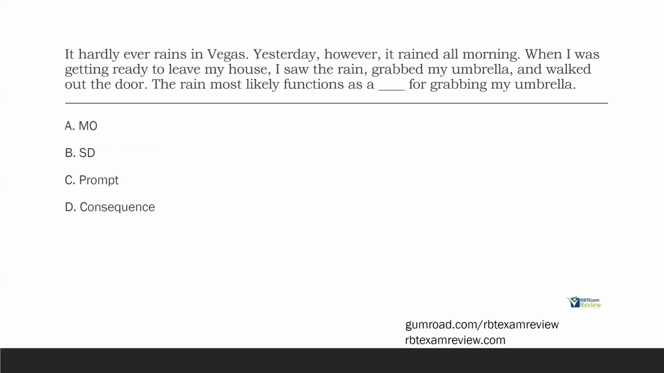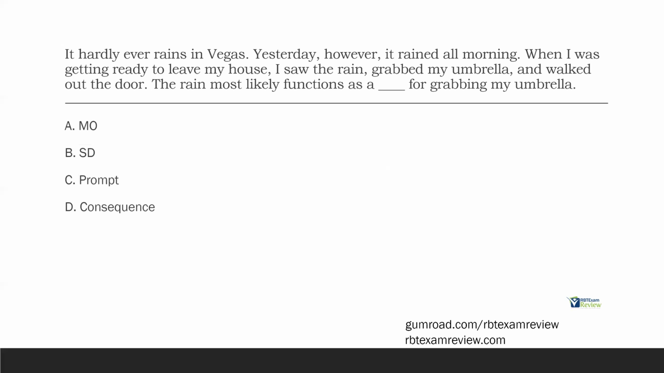It hardly ever rains in Vegas. Yesterday, however, it rained all morning. When I was getting ready to leave my house, I saw the rain, grabbed my umbrella, and walked out the door. The rain most likely functioned as a what for grabbing my umbrella? Okay, pretty common MO and SD question here. I think it's a good way to understand MOs and SDs and what they are.